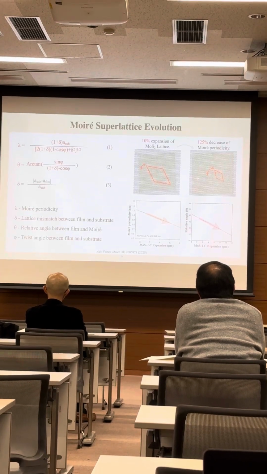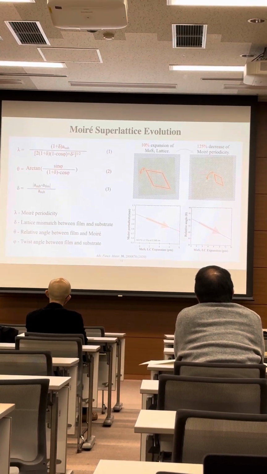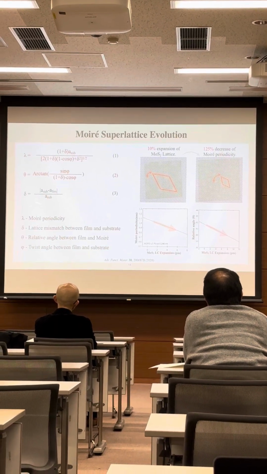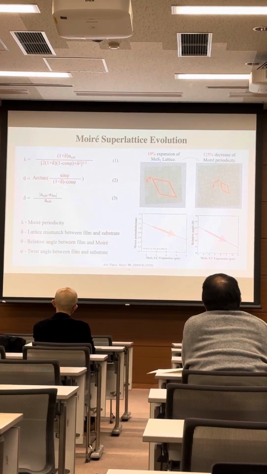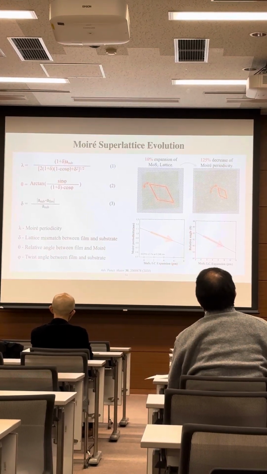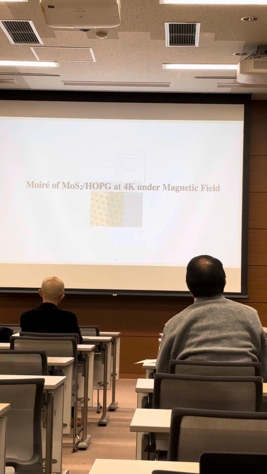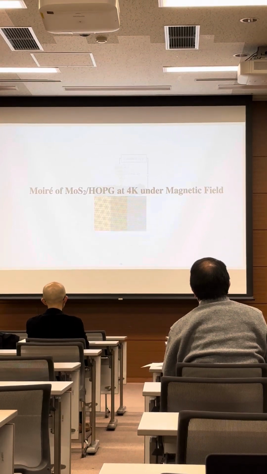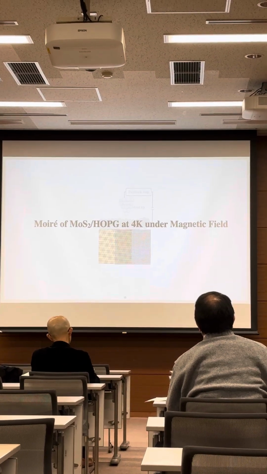Also, if we look carefully, we could see that as the MoS2 lattice expands, the relative angle theta will start to rotate. This is due to the lattice mismatch changing in this theta function, which changes the relative angle theta, so that this rotation in real space will happen as the MoS2 expands. Therefore, in this work, we study the Moiré superlattice of MoS2 on HOPG at 4.2 kelvin under an applied magnetic field with our STM to determine the lattice variations.